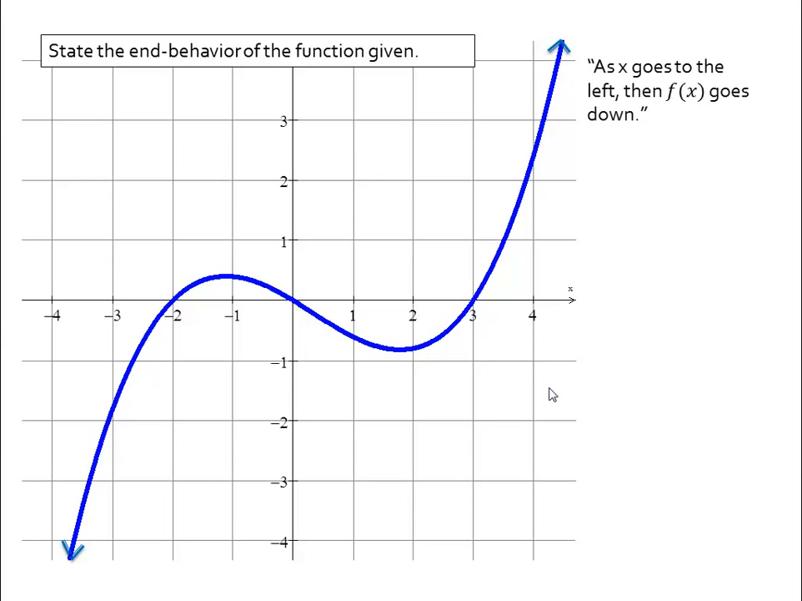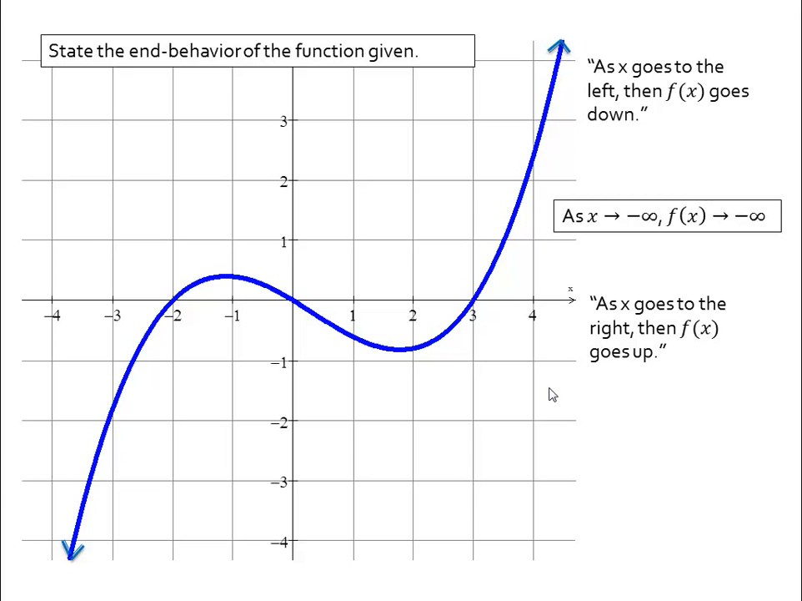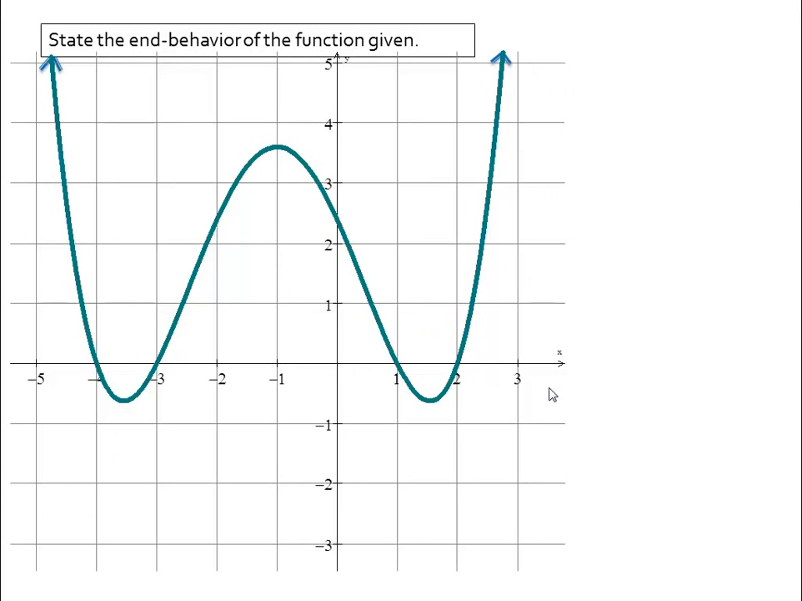If we write this properly, I would say, as x approaches negative infinity, f of x approaches negative infinity. And as x goes to the right, f of x is going up. Well, I would say, as x approaches infinity, f of x approaches infinity. Take a moment and try this one on your own. I'll let you pause the video around here and get started.